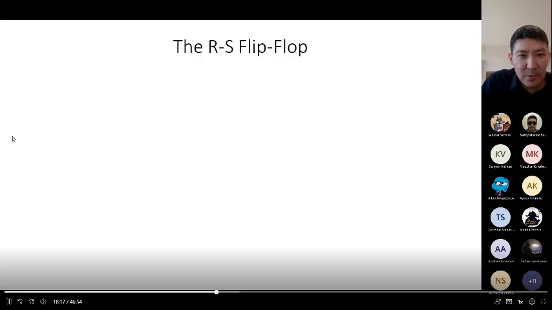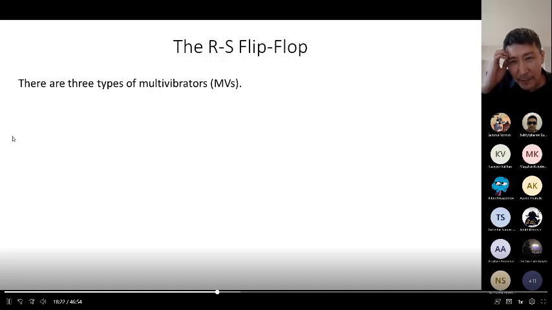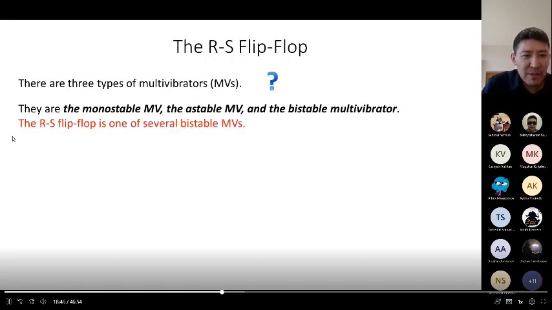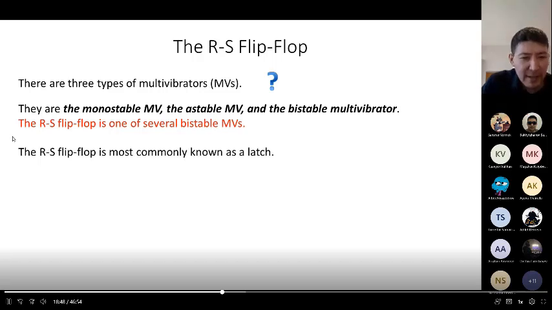Okay, let's continue again with the RS flip-flop. In the first lecture, maybe the second lecture, we mentioned that there are 3 types of multivibrators. Can you recall? Astable, bistable, monostable. Yes. Actually, the RS flip-flop is one of the bistable multivibrators, and it is most commonly known as a latch.